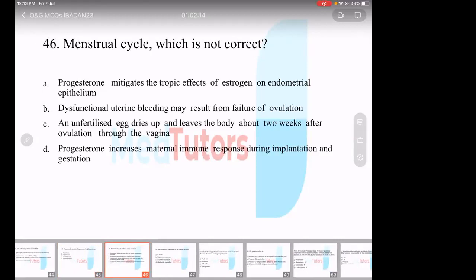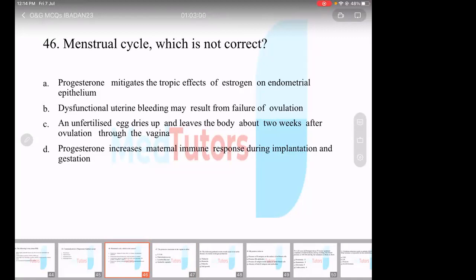Then menstrual cycle. Regarding the menstrual cycle, which is not correct? A, progesterone mitigates the trophic effects of estrogen on endometrial epithelium. B, dysfunctional uterine bleeding may result from failure of ovulation. C, an unfertilized egg dries up and leaves the body about 2 weeks after ovulation through the vagina. D, progesterone increases maternal immune response during implantation and gestation. So you have to look for the option that is not correct.